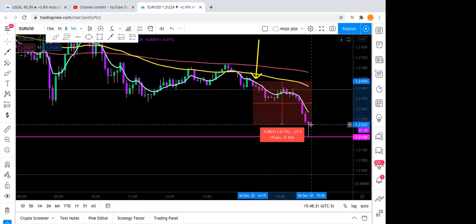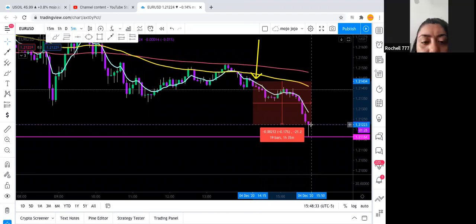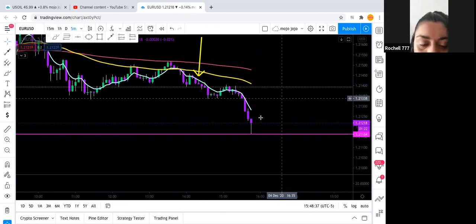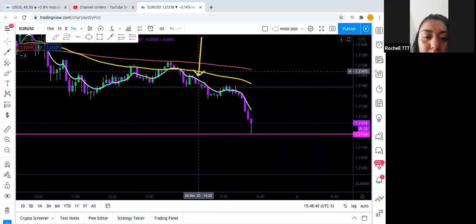So when it tries to go up, you always gotta wait till it goes back down a little bit, and then you enter there.